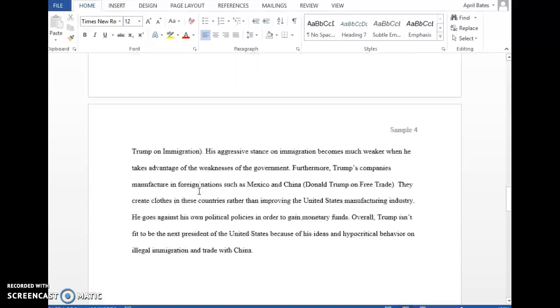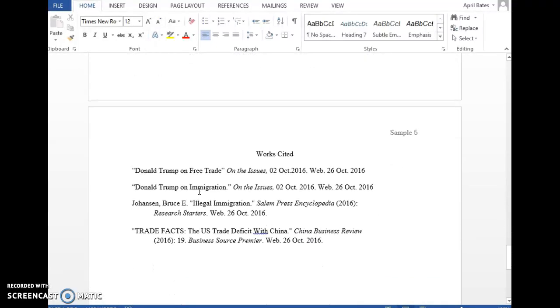If I scroll down to my works cited page, illegal immigration is that source. So notice whatever you put in that introductory phrase has to match up with something on the works cited, and it needs to be pretty easy to understand on the works cited. This student could have also used Johansson, and that would have been even easier to understand. So according to Bruce Johansson, which would have automatically told me this is my source.